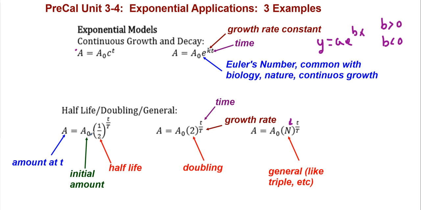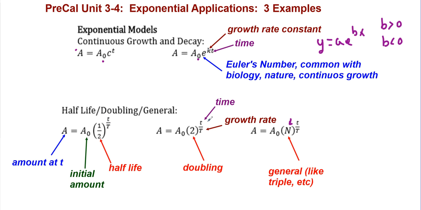Other tidbits: this a sub 0 right here is my initial population, my initial amount of whatever I'm doing, whether it's money, bacteria, whatever. And this a right here is the amount after time t.